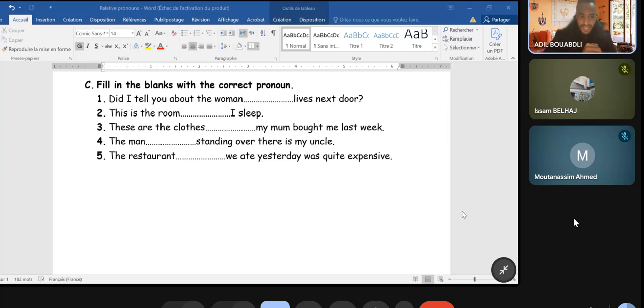Okay, good job, guys. So let's recap. We said that we use where with a place, and we use who with a person, and we use which and that with objects. And we said also that you can use that with people.